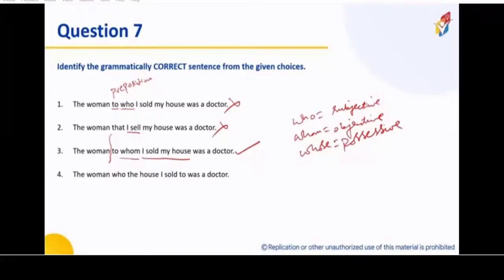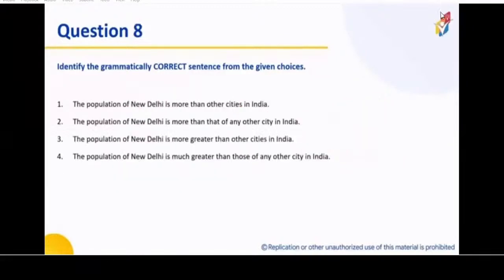That rules this out. The woman who the house I sold to was a doctor is unnecessarily twisted. It basically violates the simple word order in English, the general word order followed in English. So the answer is option 3. Let's look at the next one.